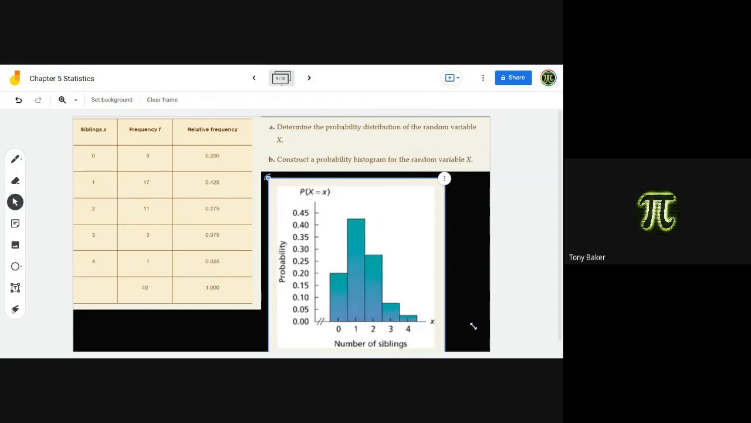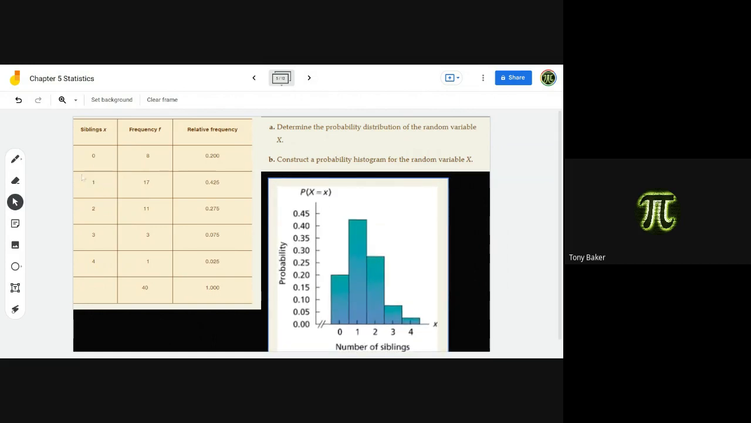All right, so the first one was my relative frequency table. That is my probability distribution. And right there, that is the histogram of that. Notice the connection between it. One sibling was 4.25 or 0.425, and it goes up between 0.4 and 0.45.